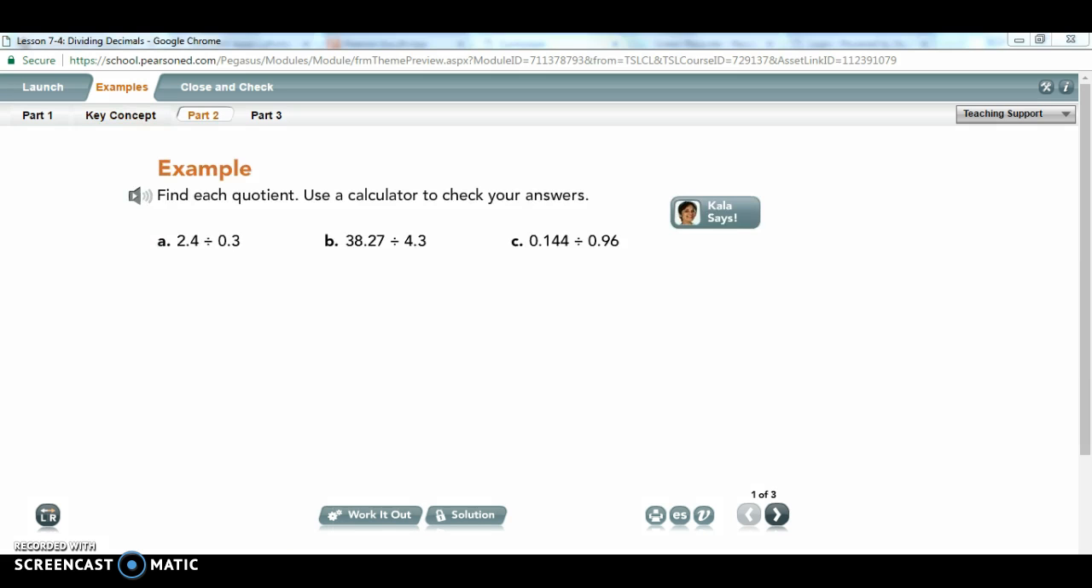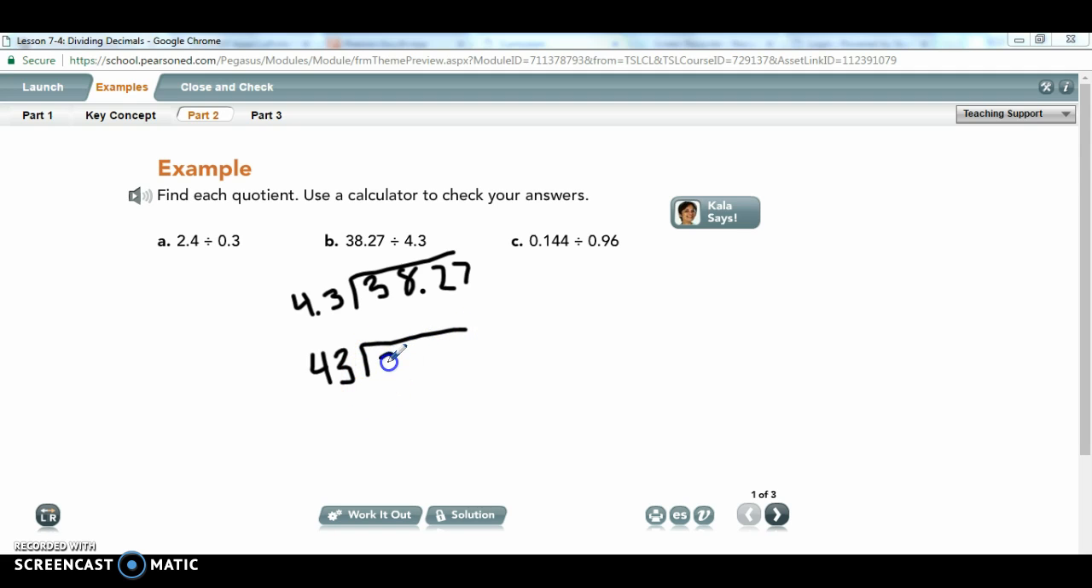So if we tried one together, I'm actually going to start with B. We would take 38 and 27 hundredths divided by 4 and 3/10. In order to divide it, I have to move this decimal point out of here, so it becomes 43. What I did was I moved the decimal point to the right one time.